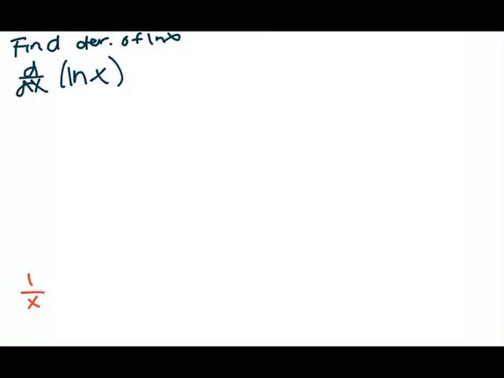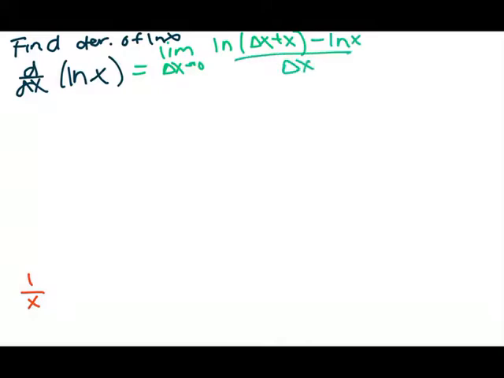So right now, and there are multiple ways to prove this, but I want to prove this without using anything really but the definition of derivative. So by the definition of derivative, this is equal to the limit as delta x approaches 0, or as h approaches 0, I'm going to use delta x in this case, of the natural log of delta x plus x minus the natural log of x all over delta x.